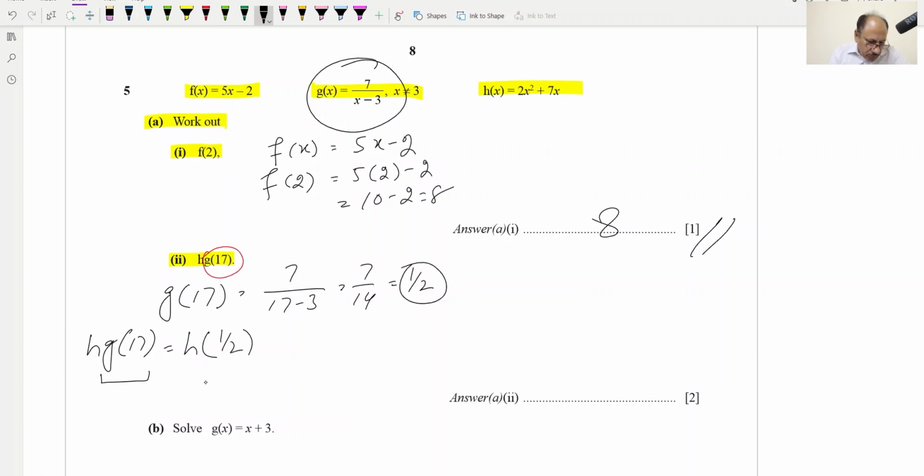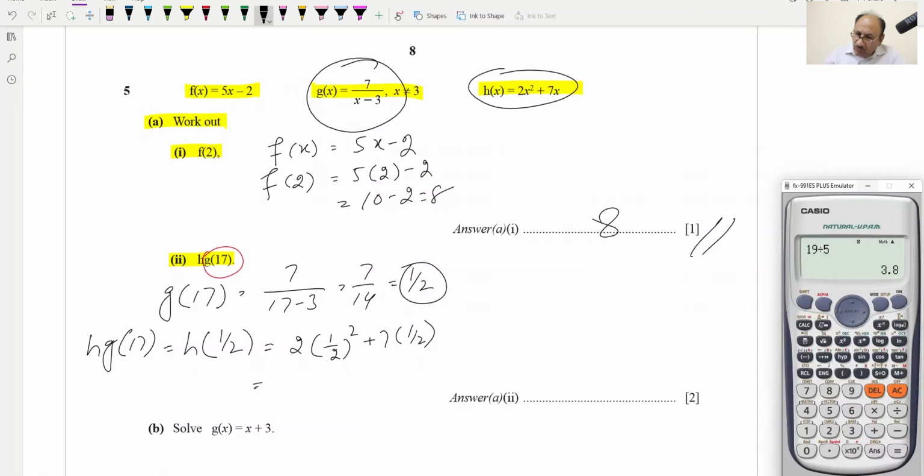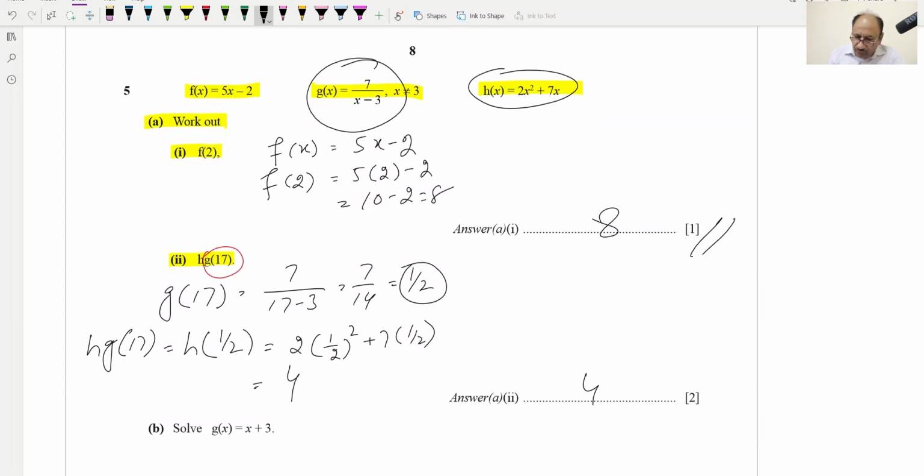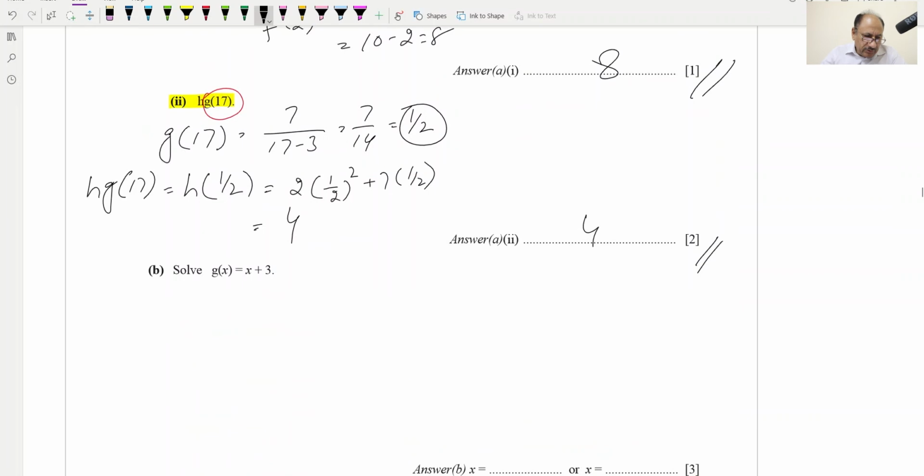So h of 1 by 2, and we will replace in h of x. So it will be 2x squared, meaning 1 by 2 squared, plus 7 into 1 by 2. And this one we can solve with the help of calculator. 2 into 1 over 2, and this will be taken as square, and then plus 7 multiplied by 1 over 2, and this will be equal to 4. So our answer will be 4 for this one. This will be a 2 mark question. Hopefully you understood this.